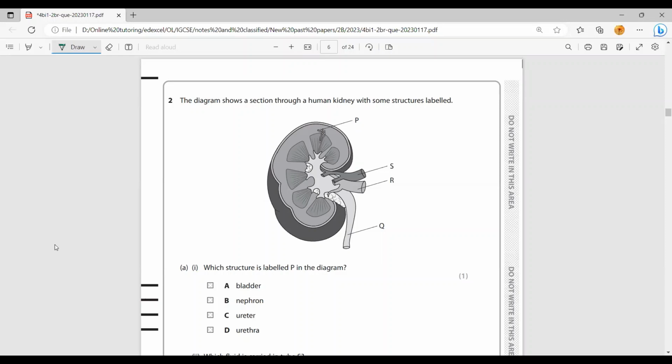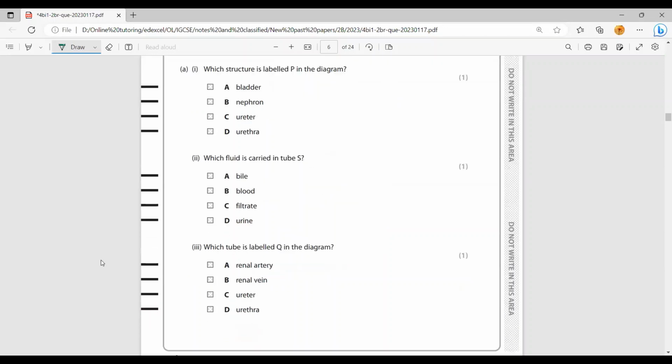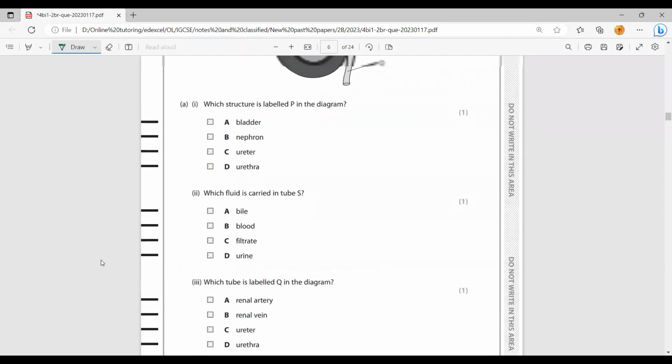It's the nephron? Nephron, yes, of course. Yeah, the nephron. Okay. Which fluid is carried in tube S?